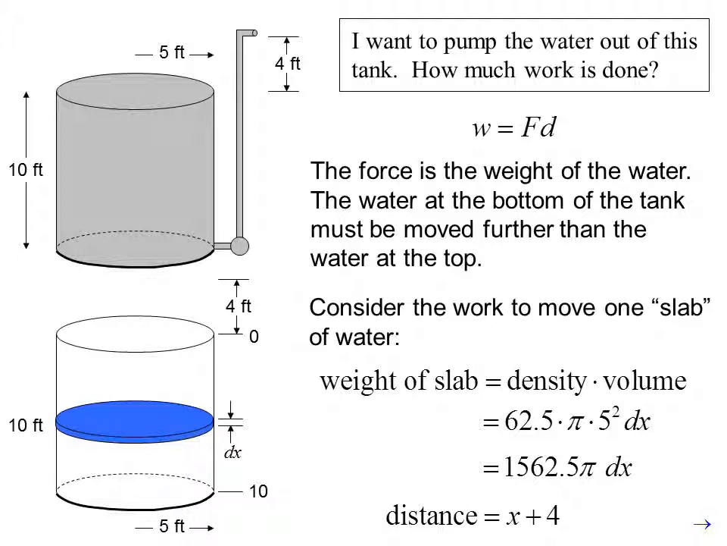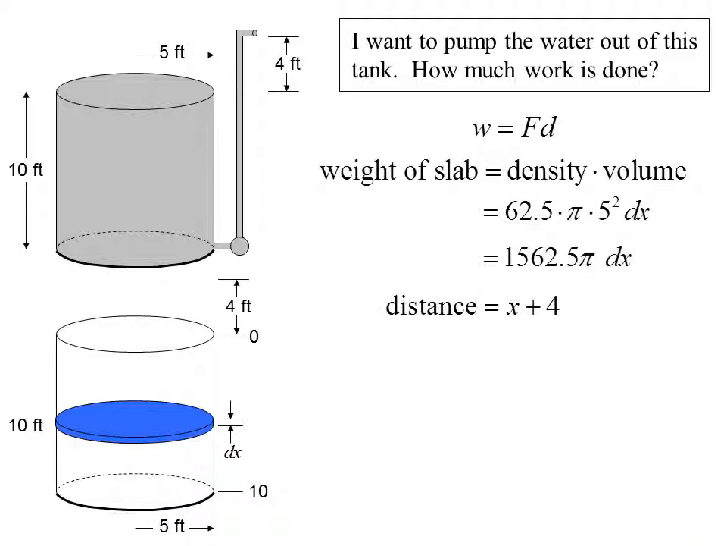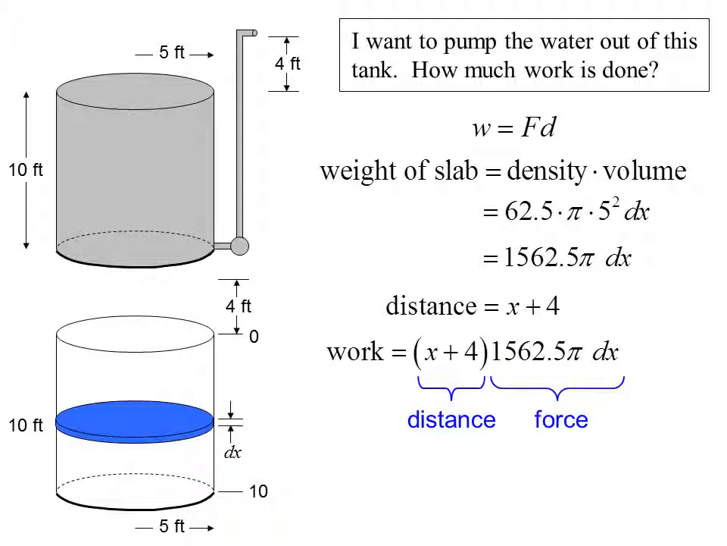The distance it has to move is x plus 4. We have the distance from 0 to the slab, which is x, and 4 additional feet to the outlet. So work equals (x plus 4) times 1562.5 pi dx, where we have distance and force.